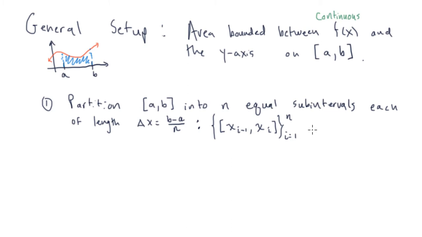And now what is x sub i? So x sub i is going to be a, the left endpoint of the interval, plus i times delta x. Okay, and you can verify that this is the case. So I'm starting at a, and then each time I'm just going to add delta x. So if I want the ith right endpoint in this case, I'm just going to add delta x i times. Okay, not too hard to see.